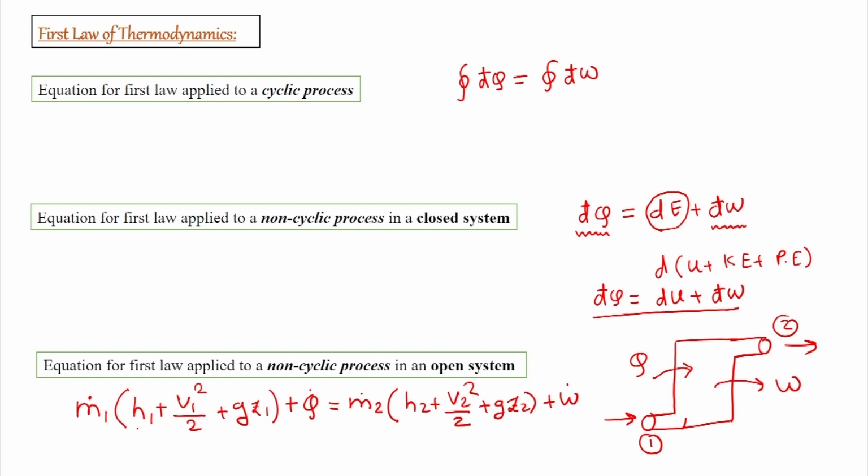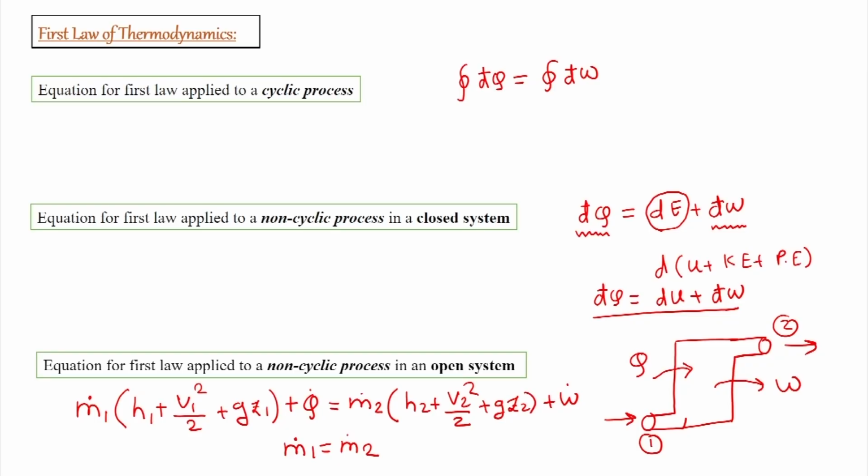So this is the steady flow energy equation, and since this is a steady flow energy equation, m dot 1 has to be equal to m dot 2 since there is a steady state. So the same mass flow rate is taking place at the inlet and also at the outlet. So this is the equation for a non-cyclic process for an open system.